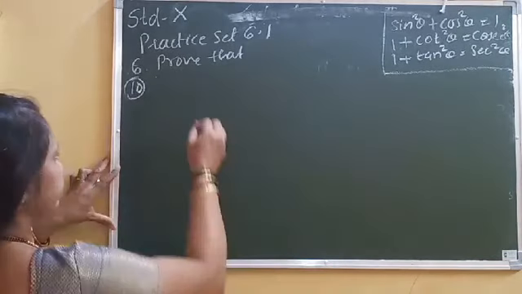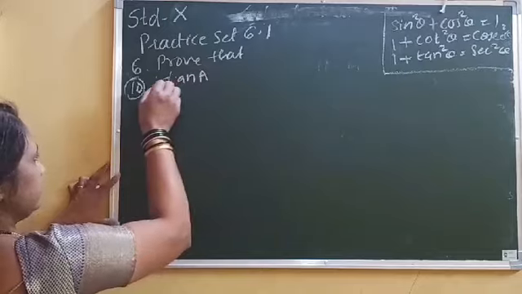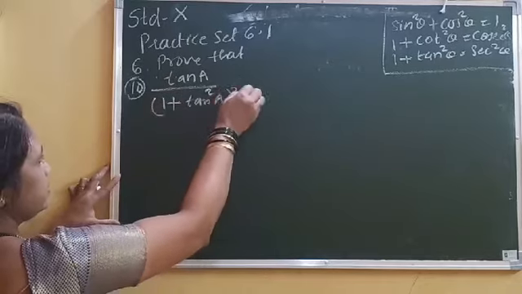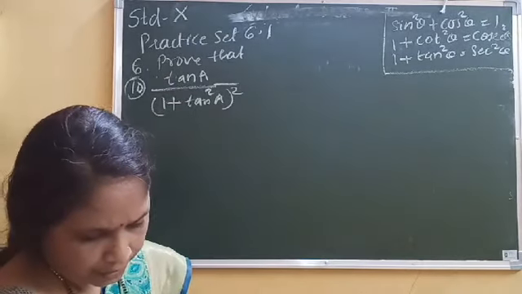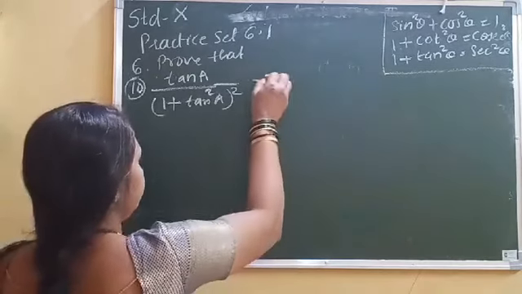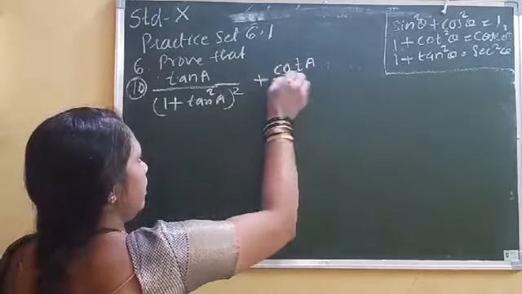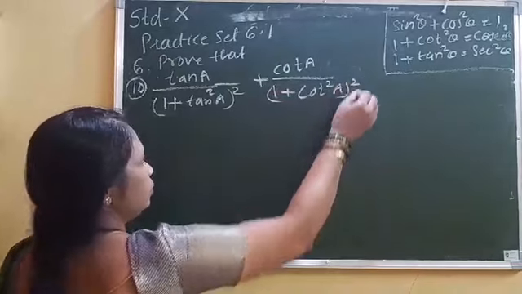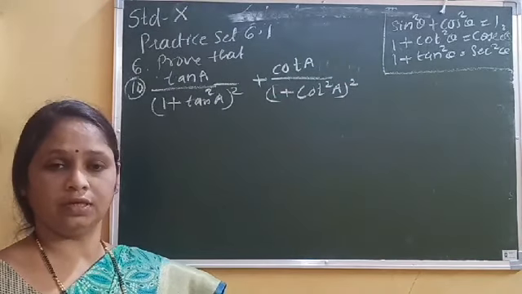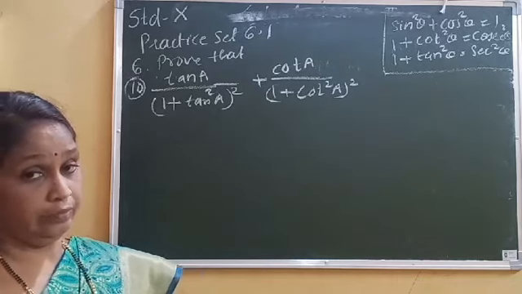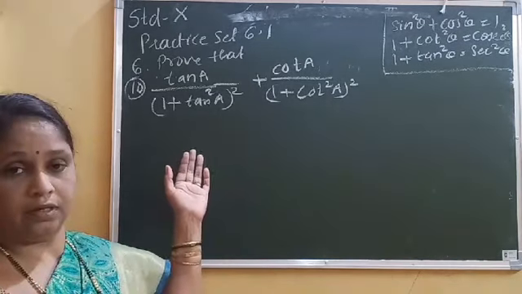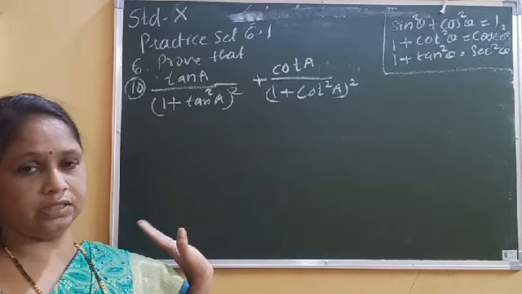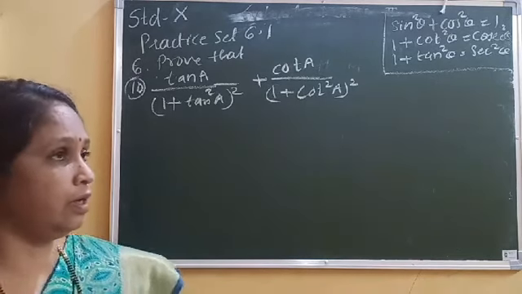It is tan A upon (1 plus tan square A) raised to 2, plus cot A upon (1 plus cot square A) raised to 2. See, all this you have to solve based on identity. See how big it is, look. But I have solved this example in the easiest way. See, nowhere else will you get this, only here I am showing. This is the easiest method I am showing. So you better pay attention here and see.